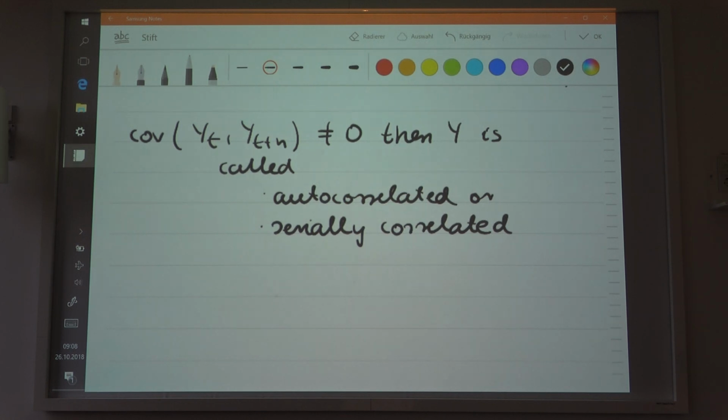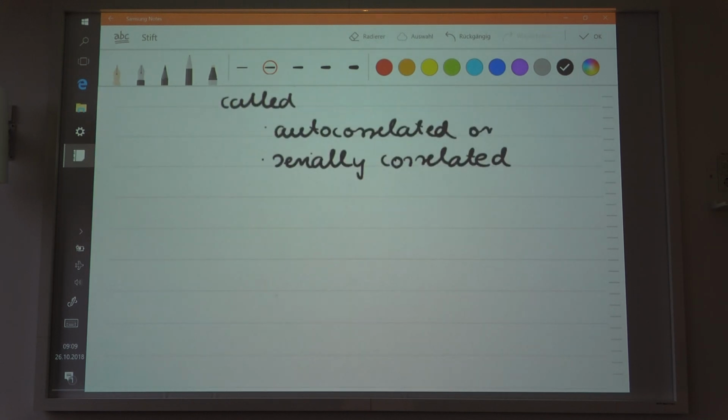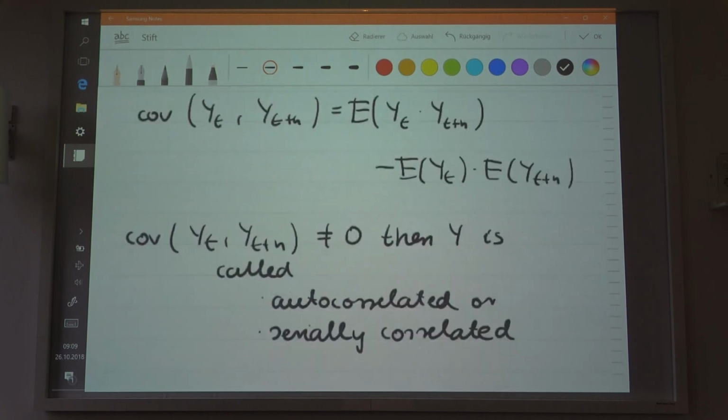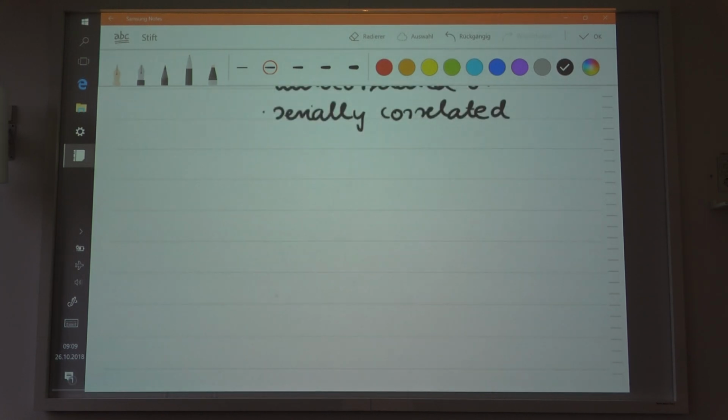Now that does not mean that the process is not independent. Just because there is no linear relationship, it doesn't mean that there is no relationship at all. So just because a process is not serially correlated, it doesn't mean that it cannot be independent, of course. Basically, this is the autocovariance, and of course, we can also define the autocorrelation as well.